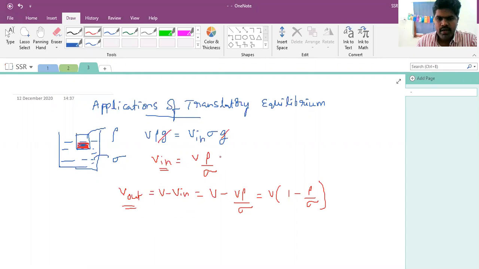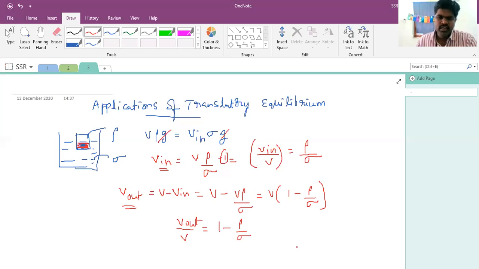Similarly, from the above equation 1, we can calculate the fractional volume inside the liquid: V in by V is equal to rho by sigma. Similarly, you can calculate the fractional volume outside the liquid: V out by V is equal to 1 minus rho by sigma. Then we can go for application 1.